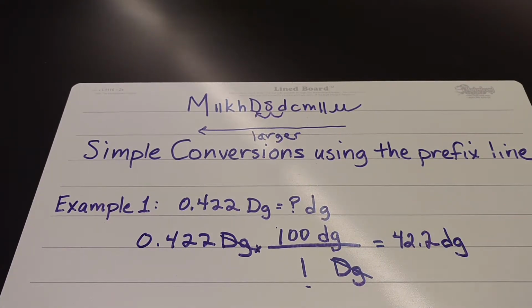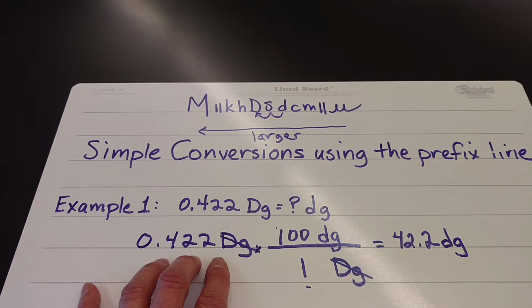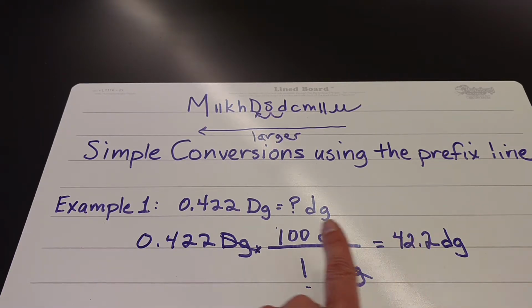We always want to consider, does that make sense? Well, since we've got less than 1 decagram, and we know that decigrams are smaller, we're going to have more decigrams than we did decagrams. So this answer makes sense.